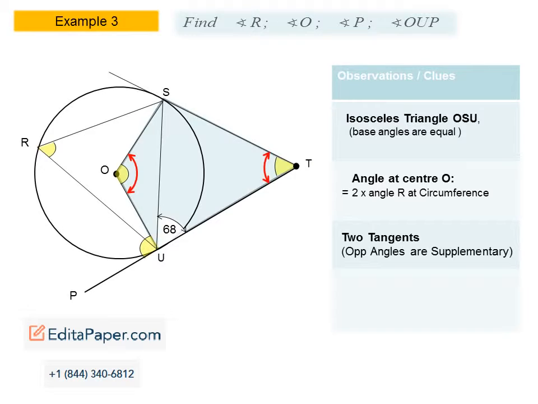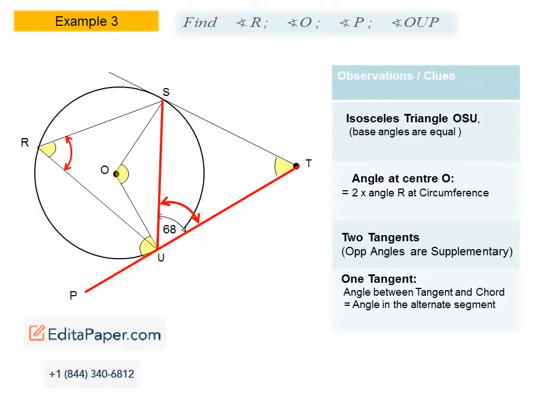Our third clue is that we have 2 tangents, and from our discussions in lesson 1 we know that the opposite angles are supplementary in the quadrilateral that is highlighted here. And our final clue is that we can use one of the tangents and apply the theorem which says that the angle between the tangent and the chord is equal to the angle in the alternate segment. Much of this is explained in detail in lesson 1, so please review if you are having some difficulty following us at this point.